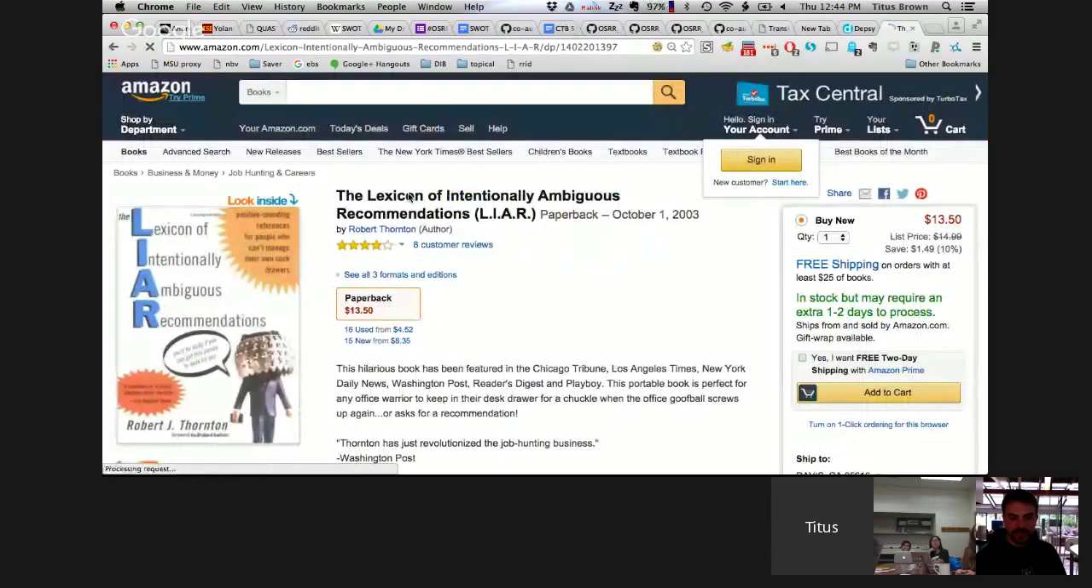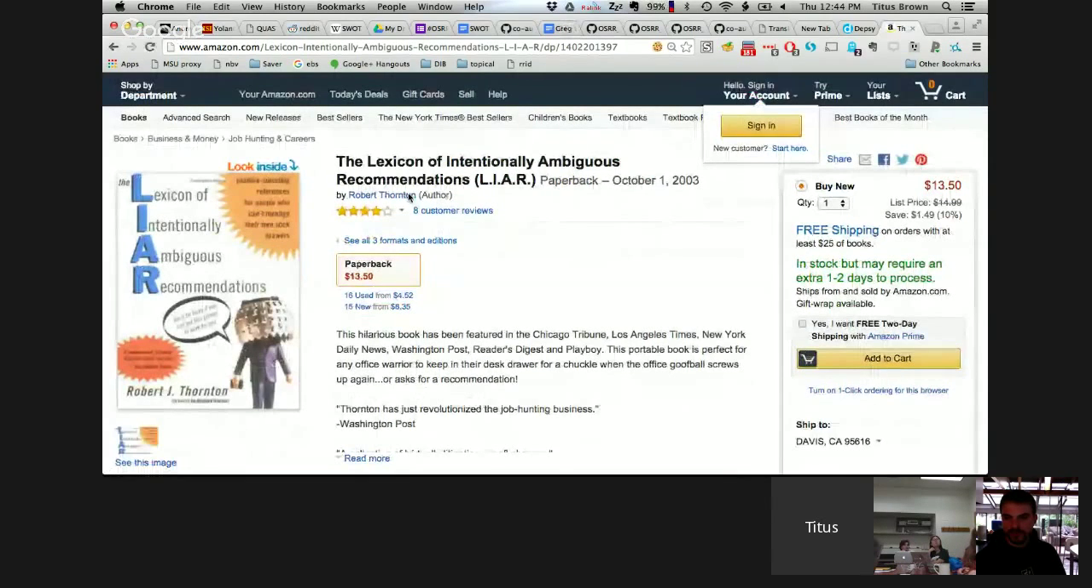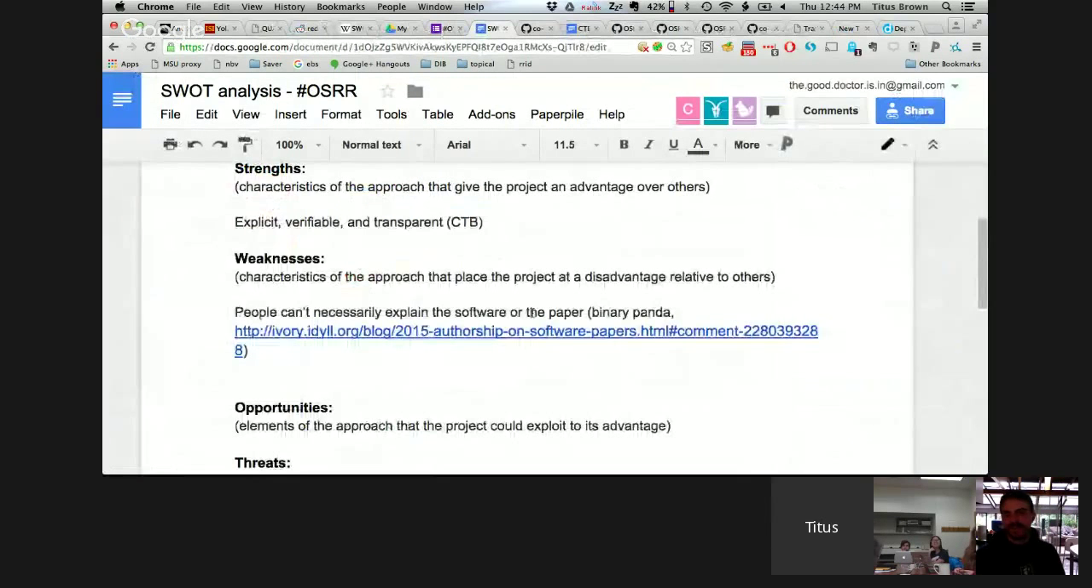Totally off topic. Have you seen the lexicon of intentionally ambiguous recommendations? Oh no, but I would love to. So this is full of phrases like, you would be lucky to get them to come work for you. Wow. Yeah.